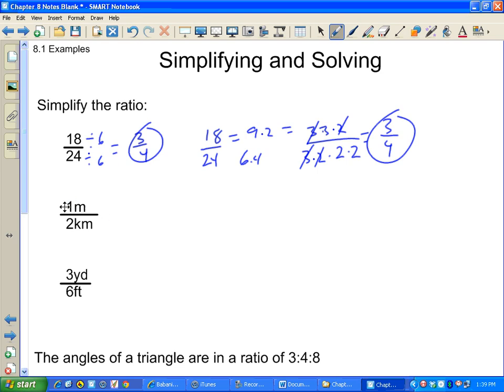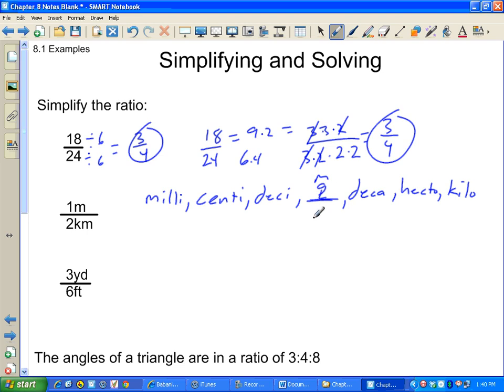If you're reducing things that have different units, you have to first convert them so that they're the same unit. The metric system is going to be used quite a bit, so you might want to make a note about it. It goes millimeters, centimeters, or grams, or whatever your units are. And then it's deci. And then it's your base unit. And then it's deca, hecto, kilo. Okay, so if I'm in meters, that's what's here. This is meters or grams or liters, whatever your base unit is.